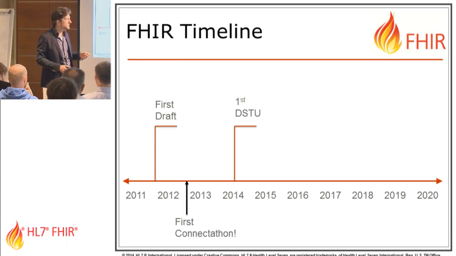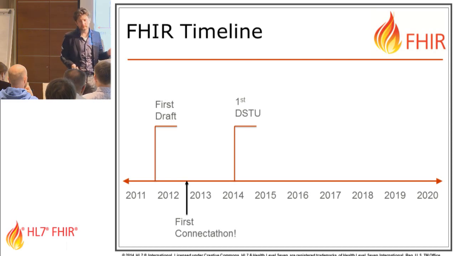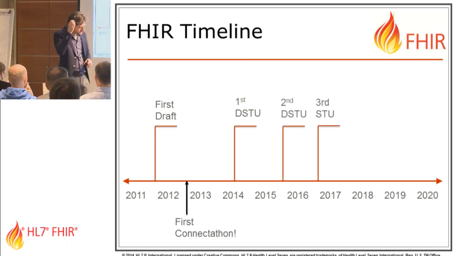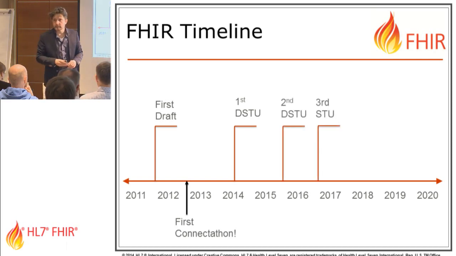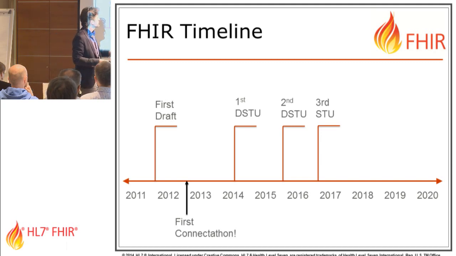We knew it was incomplete. We knew it wasn't finalized. Still, people started to build software with it, and some of it even in production. That's what happens. Who code wins. This stuff is used in production. We got about 1,200 requests for comments, even on this first DSTU.